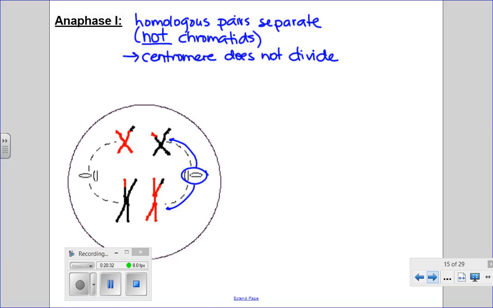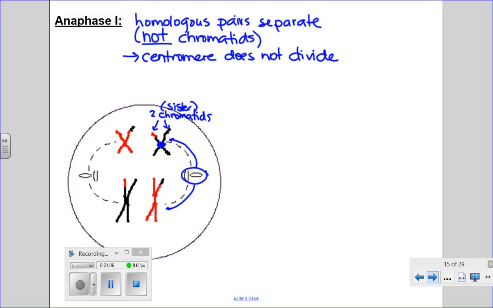So when you look at what is being pulled apart, if you see two chromatids, and these are two sister chromatids, still attached, and they're being pulled to one side, that means that you have the pair separating, not the chromatids. The chromatids are staying together, and you definitely still have a centromere that's attaching those two sister chromatids together.